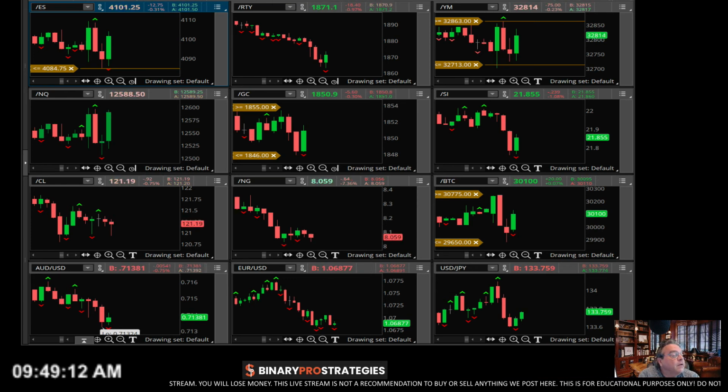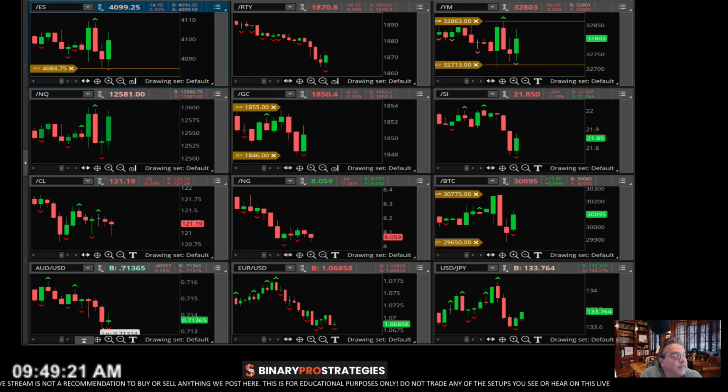Still short mini Dow. RTY getting close to a buy. NQ getting close to a buy. I'll go ahead and give you that target on that ES. Target on ES is going to be 4109.75.